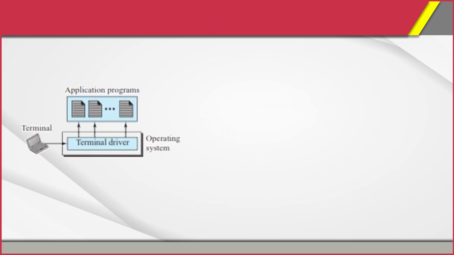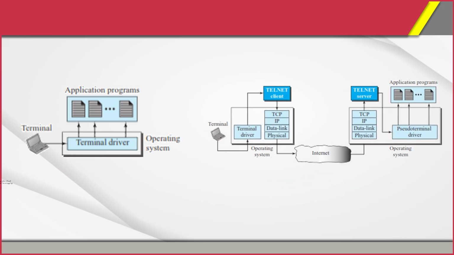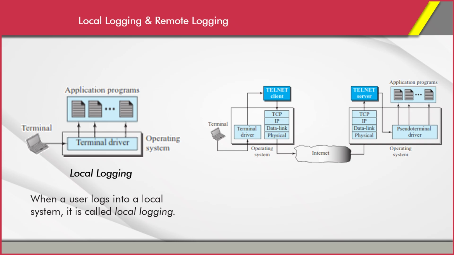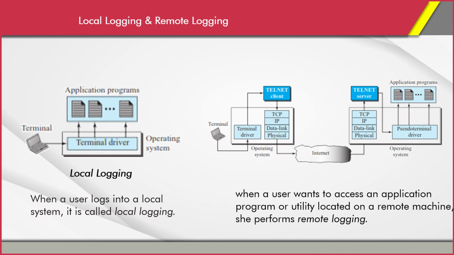As a user types at a terminal or at a workstation running a terminal emulator, the keystrokes are accepted by the terminal driver. The terminal driver passes the characters to the operating system. The operating system in turn interprets the combination of characters and invokes the desired application program or utility. I'm just explaining the details of the diagram present here, that is, the local logging diagram.